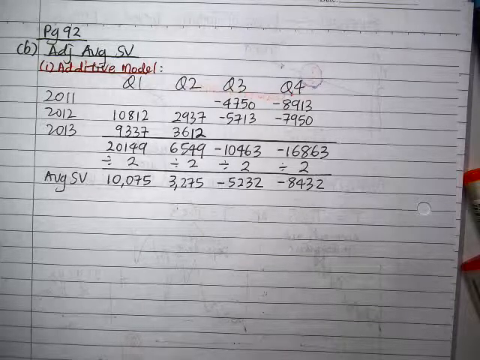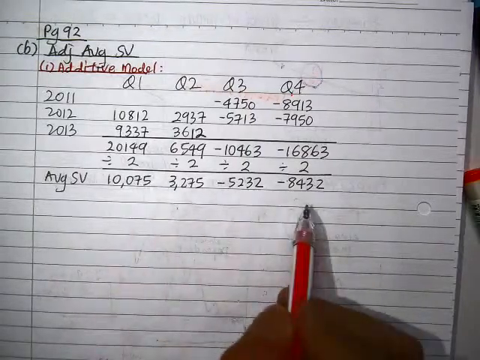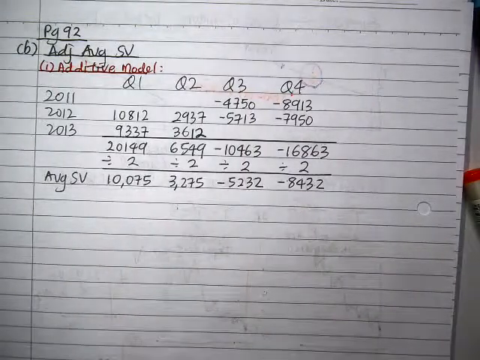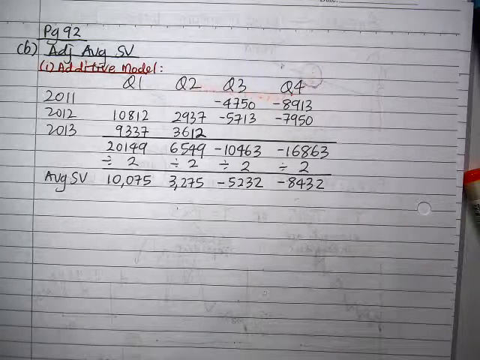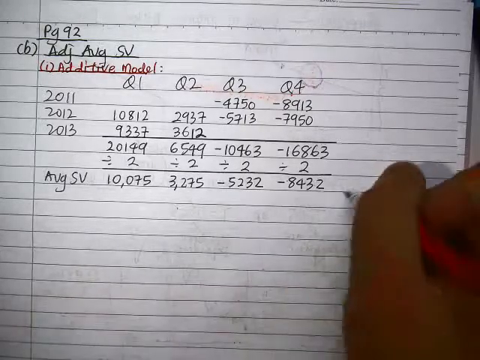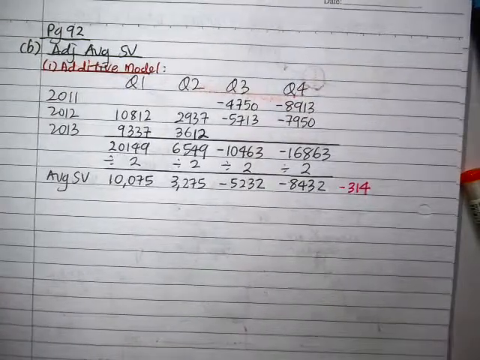Okay, now what we're going to do next is how to do the adjustment. Okay, we will take all the seasonal variation values that we have here and add them all together. Now when you add them all together, let's see what value we get. Now we got 314.